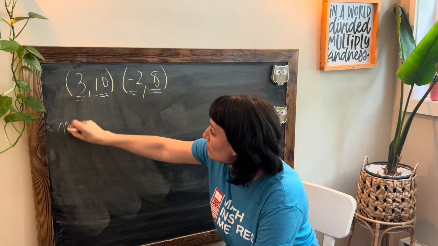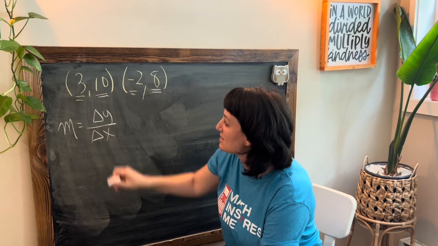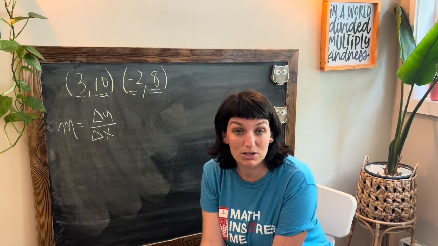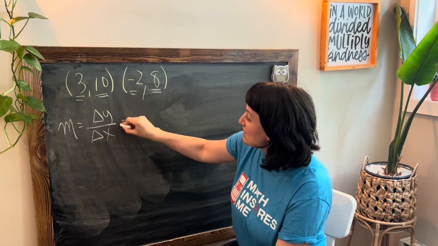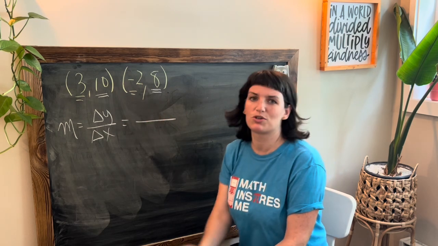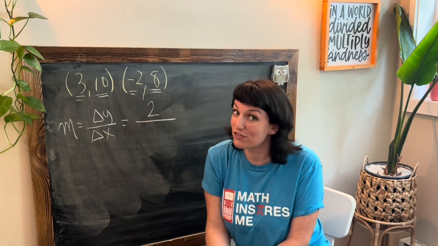Okay, so I like to write change in y over change in x. That triangle is a delta symbol. It means change. And this is how I like to write slope. So take the difference in your y's. What's the difference between 10 and 8? The difference is 2. Difference in the x's.